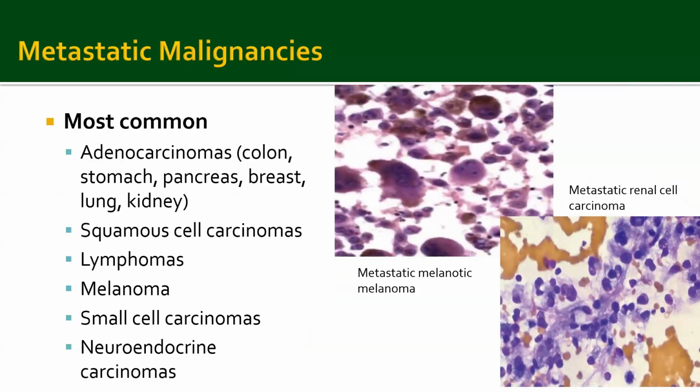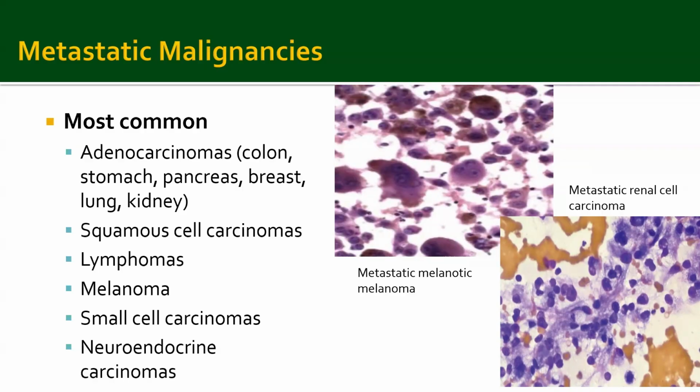For metastatic malignancies, the most common malignant lesion in the liver is actually metastatic malignancies. These can come from anywhere in the body, such as adenocarcinomas from the colon, the stomach, the pancreas, breast, lung, kidney, etc. Squamous cell carcinomas, lymphomas, melanomas, small cell carcinomas, neuroendocrines, and all of the above. For the visual listeners, I have images of metastatic renal cell and metastatic melanotic melanoma.